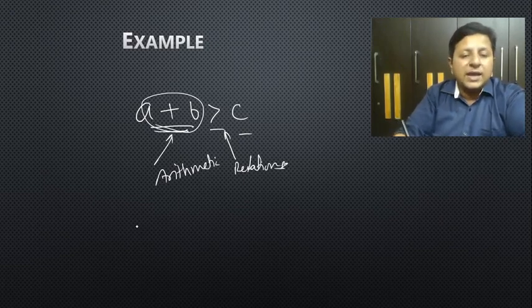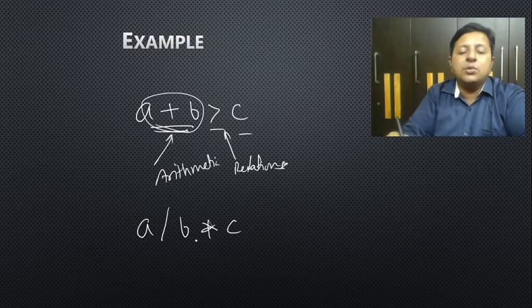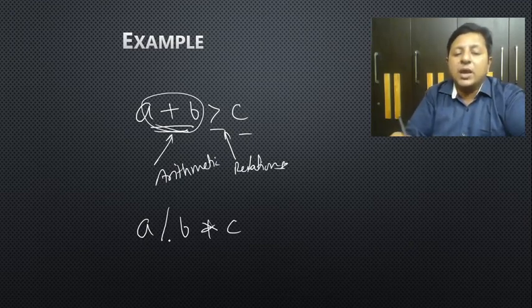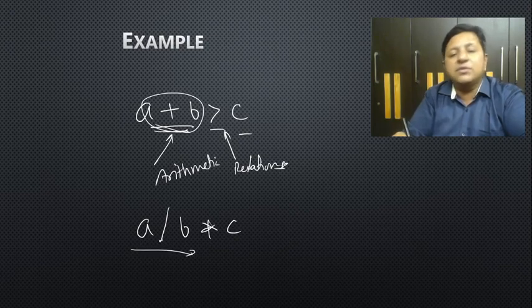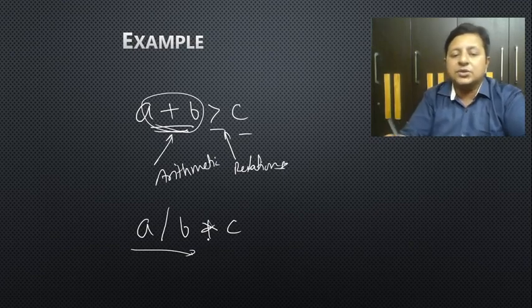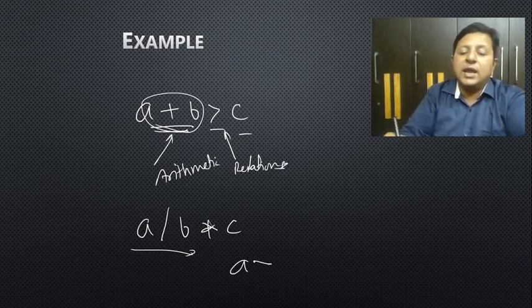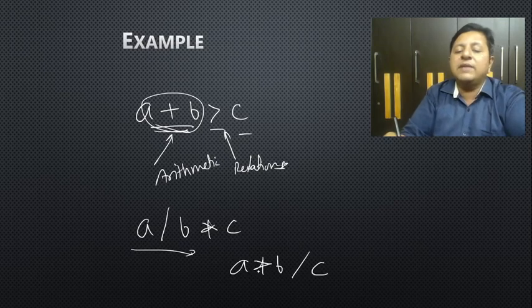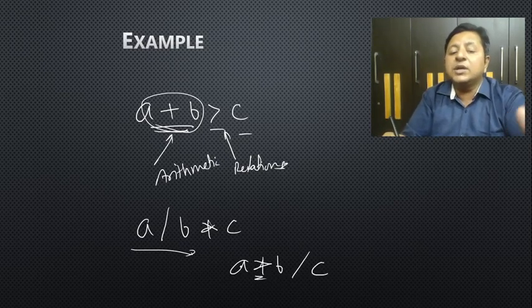Suppose I have A / B * C. We've already seen that if divide and multiply both come together, then you have to go left to right. So from left to right, divide comes first, so divide will be executed first, then you will go for multiplication. Whereas if it had been the opposite, A * B / C, then divide would have been later and multiply would have been first, because here the associativity is playing the more important role.